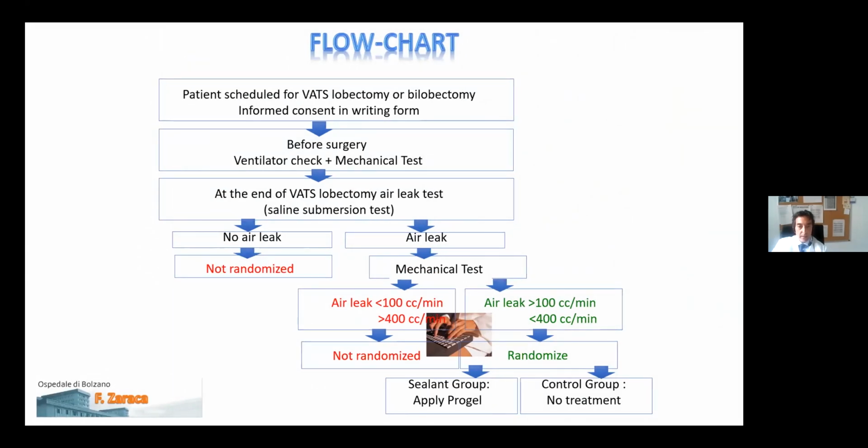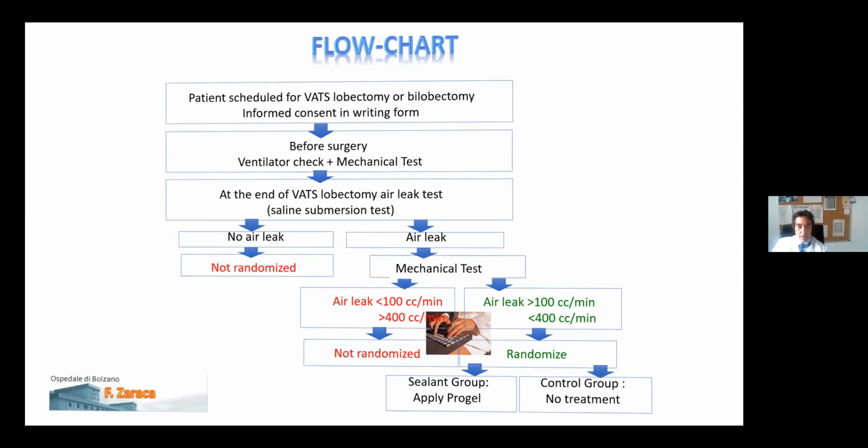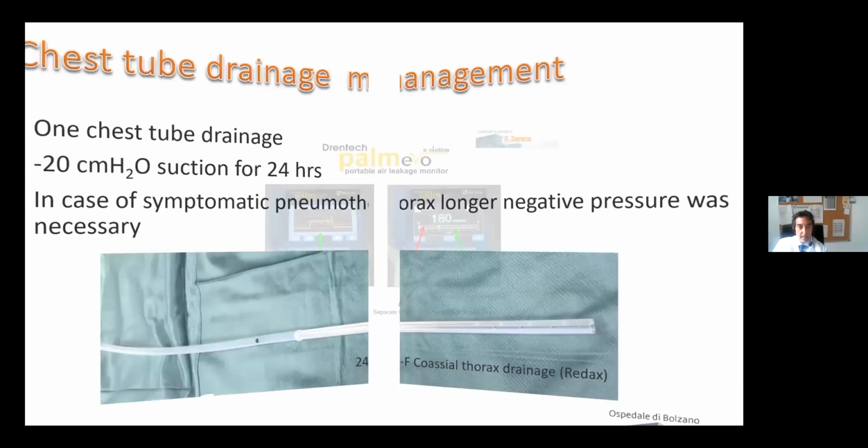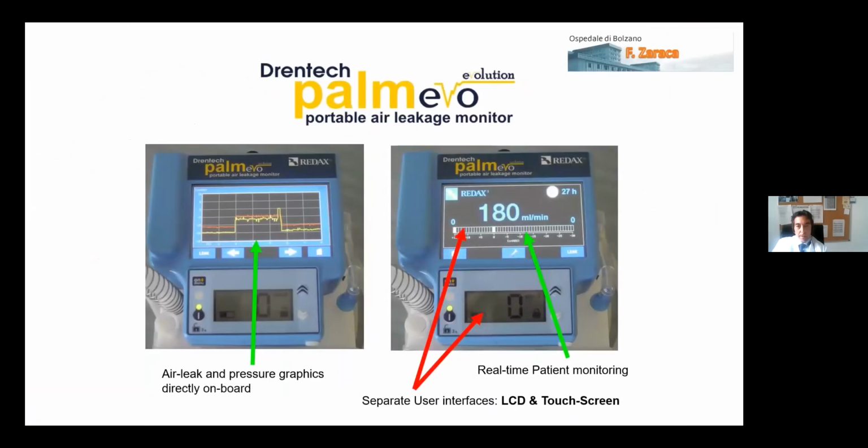Our flow chart explaining our study. So chest tube drainage management, as Alan told us, is one of the most important steps. We always use one chest tube drainage, 24 French coaxial thorax drainage, under suction only for the first 24 hours, and only in case of a symptomatic pneumothorax was a longer negative pressure necessary. And the postoperative air leak was recorded by this portable air leakage monitor.